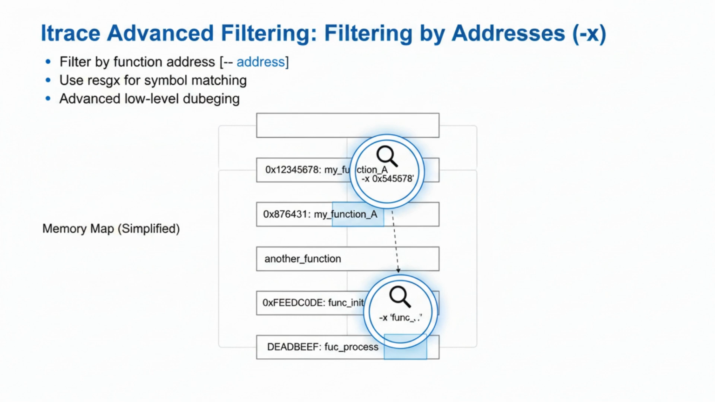By specifying ltrace -x 0x0fg+, or ltrace -x myCustomFunc, you can target very specific interactions. This option demands a deeper understanding of the program's memory layout and symbol table, but it offers unparalleled precision when needed. It's often used in conjunction with tools like objdump or nm to find the exact addresses or symbol patterns.